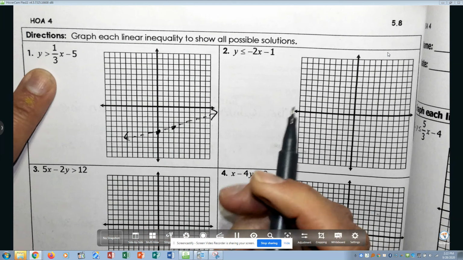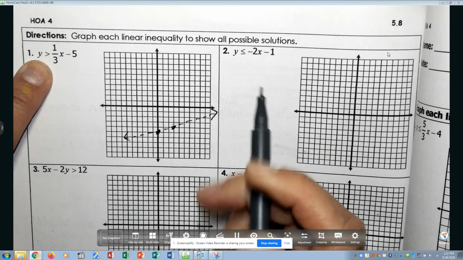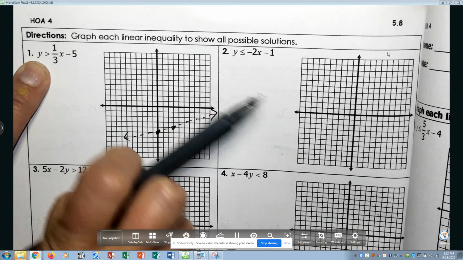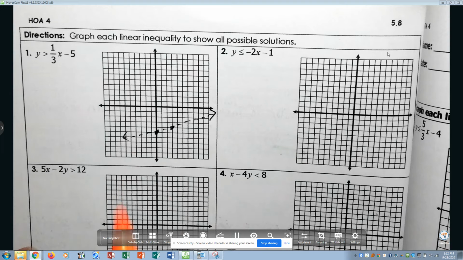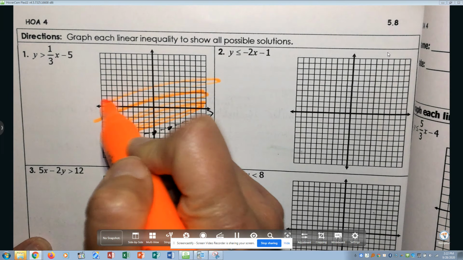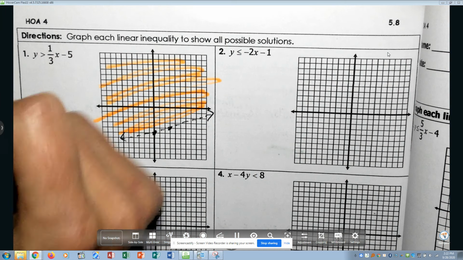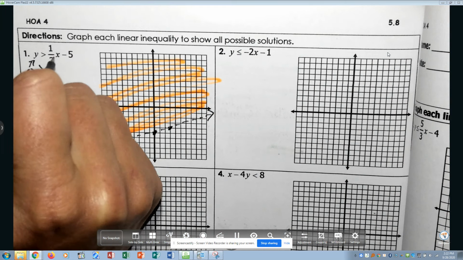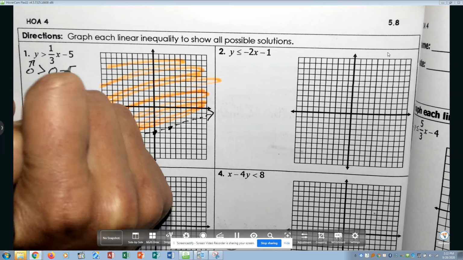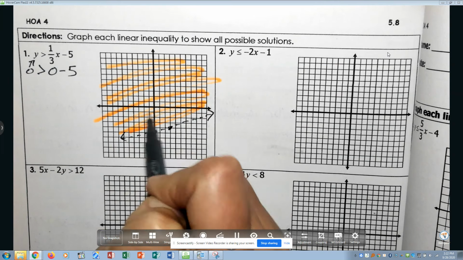Okay, so then y is greater than. So that means I shade above the line. Another way that you could do this is by testing 0, 0. Is 0 greater than 0 minus 5? It sure is, so you shade towards 0, 0.